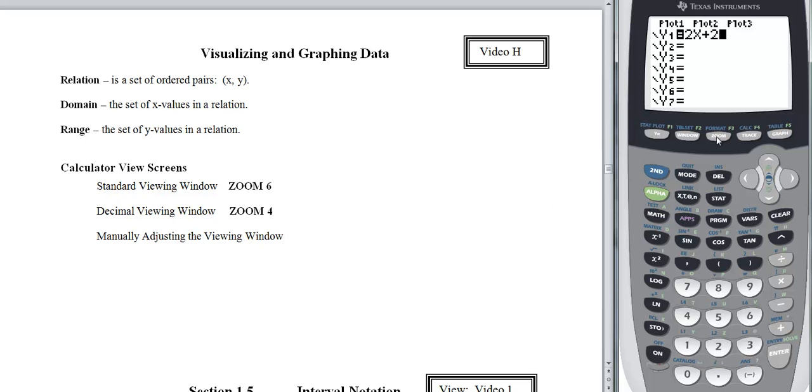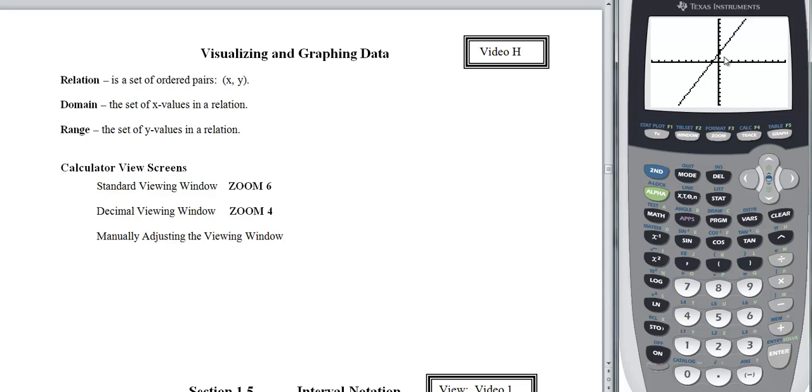If you press zoom, 6 is for a standard window. And there's my equation. Now the standard window is from negative 10 to 10 on your x-axis, the scale is 1, and your y scale goes from negative 10 to 10 by 1. So if I go back to my picture, this is negative 10, this is 10, and the tick marks go by 1. Same thing here, this is negative 10 to 10, and the tick marks go by 1.